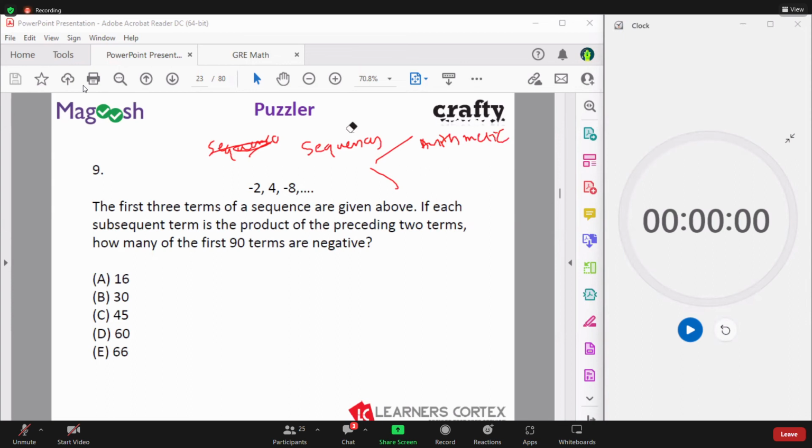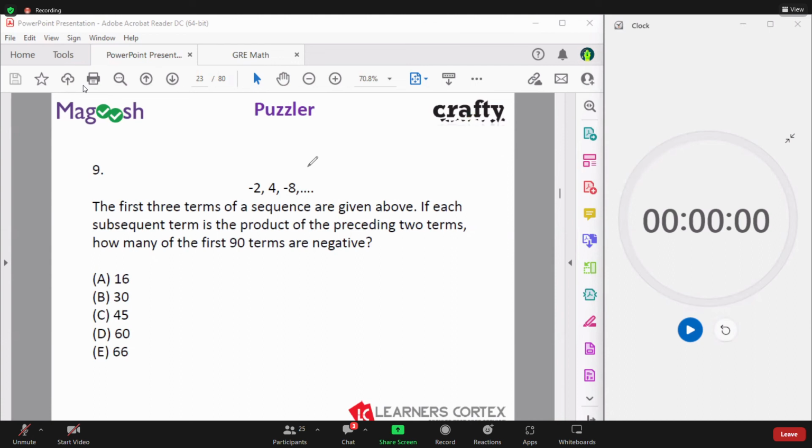The other is known as a recursive series. So anyone who can tell me what is an arithmetic progression or an arithmetic series with the help of an example? Anyone? Yeah. Sir, arithmetic progression means the difference between two terms is constant.